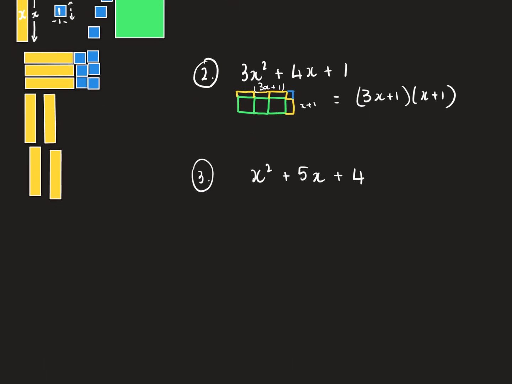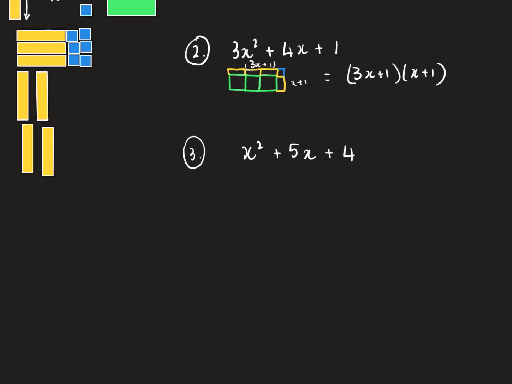What about this last one here? X squared plus 5x plus 4. So that's one of these green ones. 5 of the yellow rectangles. Where am I going to put them? 1, 2, I don't actually know how this is going to work. 3, 4, 5. Now I just have to have 4 somewhere.